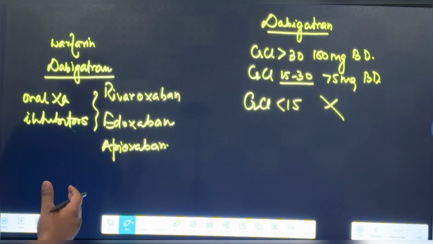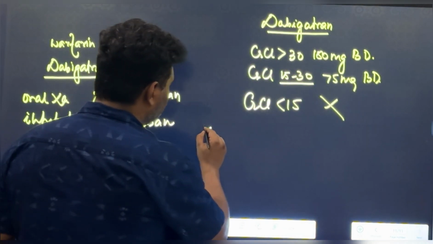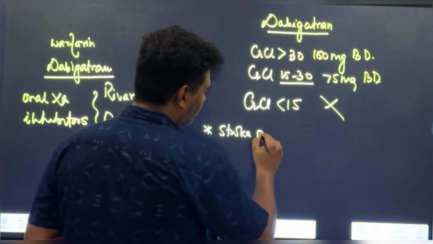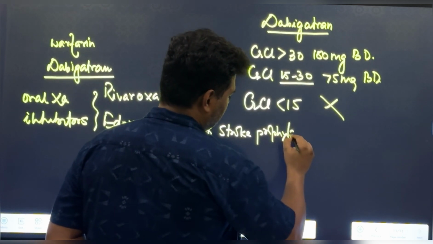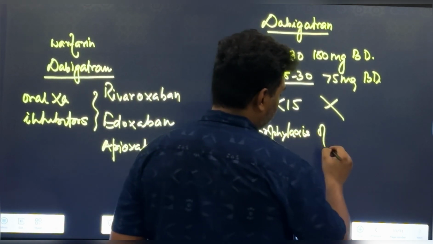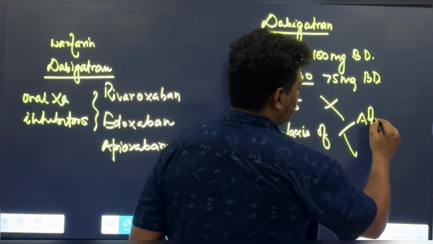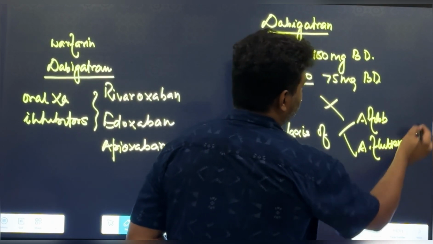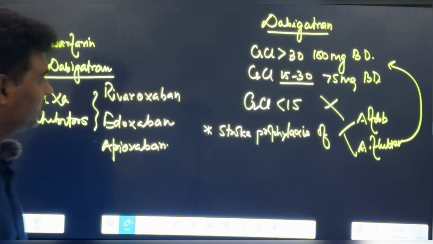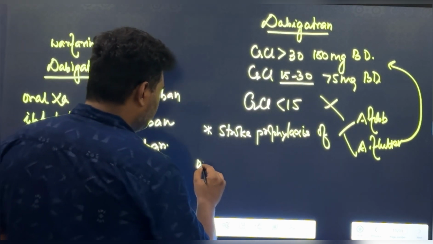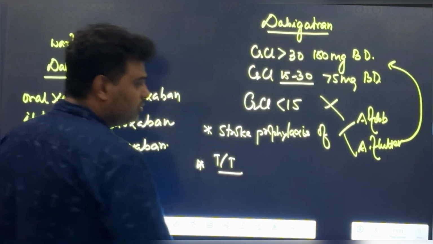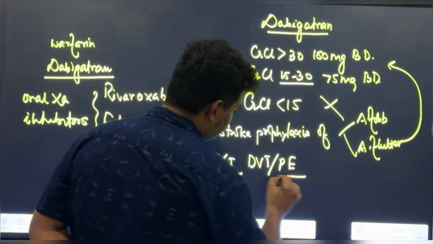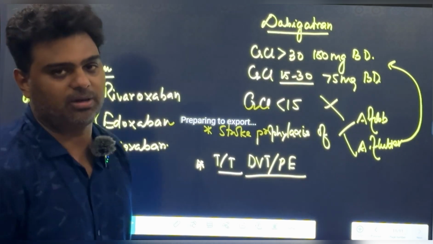Now dabigatran is given in the stroke prophylaxis of atrial fibrillation as well as atrial flutter. And the dose I have already told you. It is also used in the treatment of, this is an extra point I am telling you, DVT or pulmonary embolism. But please remember, here you have to give the bridging therapy.